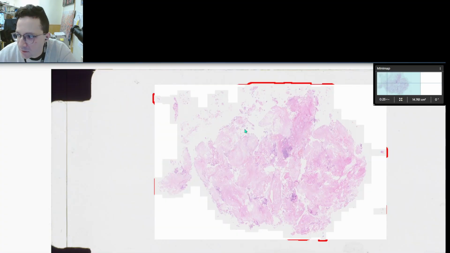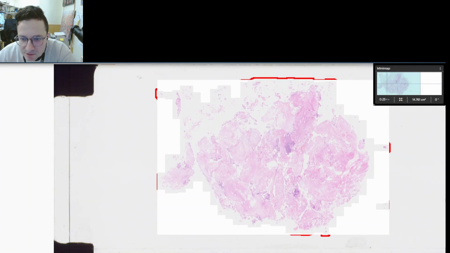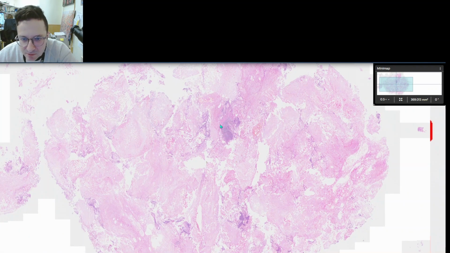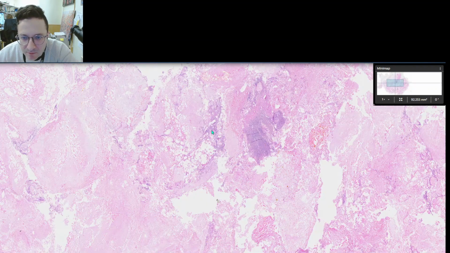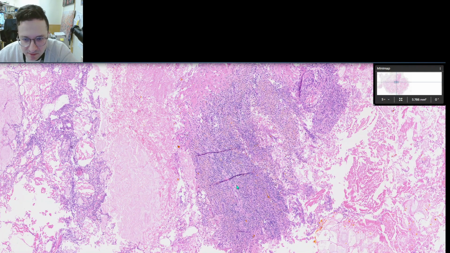So then let's go to the permanent. From a low power, you can see the permanent also. There's not that much stuff here. There are areas that are a little bluer, but in the background it's predominantly just dead pancreatic tissue.